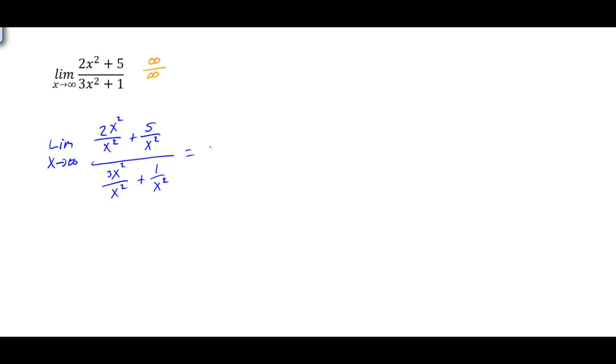Now, in doing so, what do we end up with when we simplify? On top, x squared over x squared cancels, so we end up with 2 plus 5 over x squared. And this is over, on the bottom, the x squareds cancel, so you're left with 3 plus 1 over x squared. Now if we take the limit as x approaches infinity, 2 is a constant, so it remains 2. 5 over x squared goes to 0. 3 is a constant, so it remains 3. 1 over x squared, 1 over infinity, goes to 0. So we're left with 2/3.